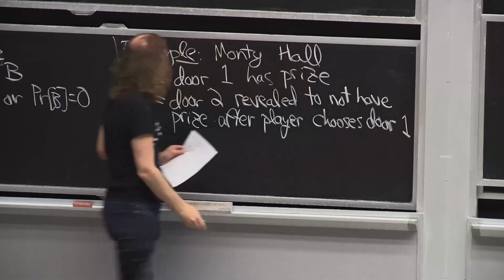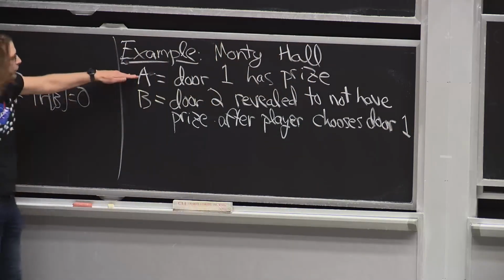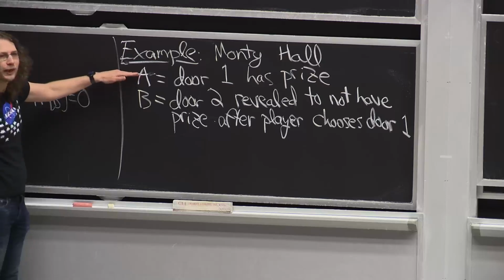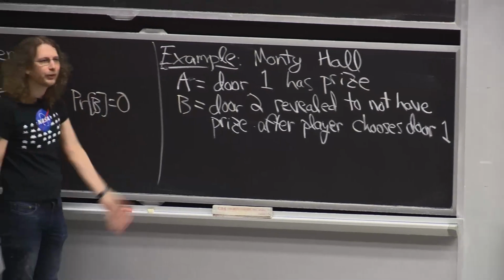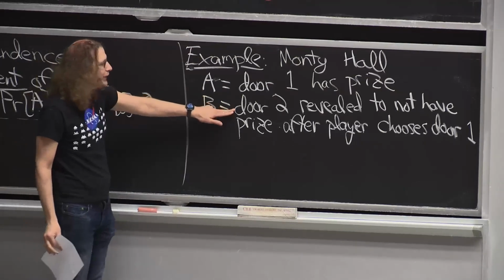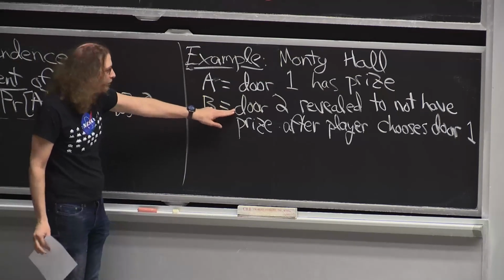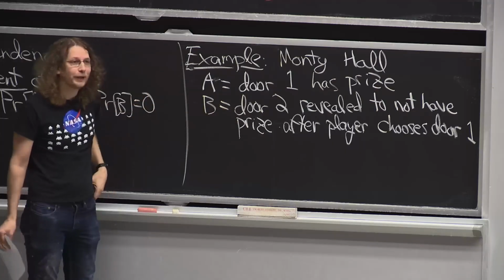I'm not going to repeat the whole analysis of Monty Hall, but I just want you to think about these two events. So event A is that door 1 has the prize. We know without anything else, this happens with 1/3 probability. Event B is that door 2 is revealed to not have the prize after the player chooses door 1.